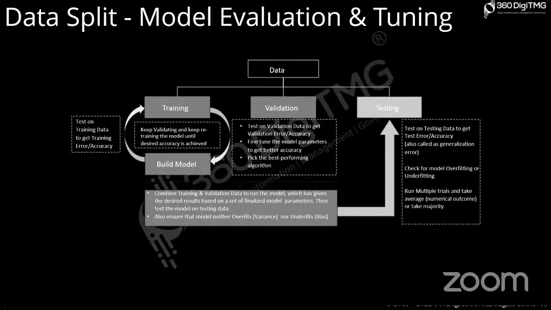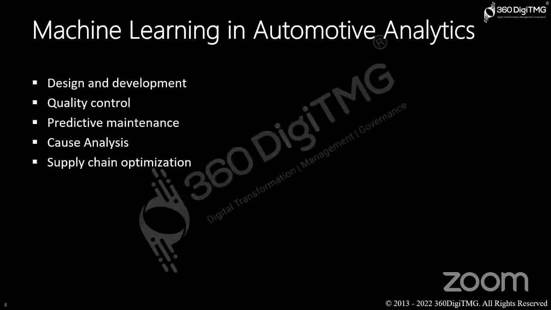Next, here we can focus on data split, model evaluation and tuning. Now, test on training data. There will be errors. So training error and testing error should be minimized. So this is about the types of machine learning and the CRISP-ML(Q) methodology.